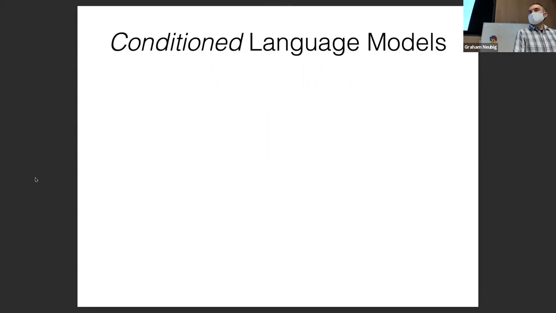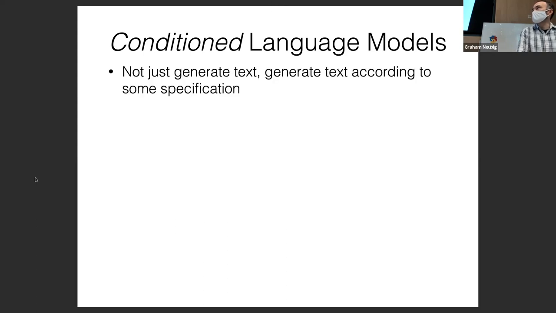So conditioned language models are instead something where we don't try to model the entire distribution of the data that we were given at training time, but rather we also have something else that we want to be conditioning on, so that we change the output depending on the input that we're given. So we're given some sort of specification. And this can cover a wide variety of tasks.